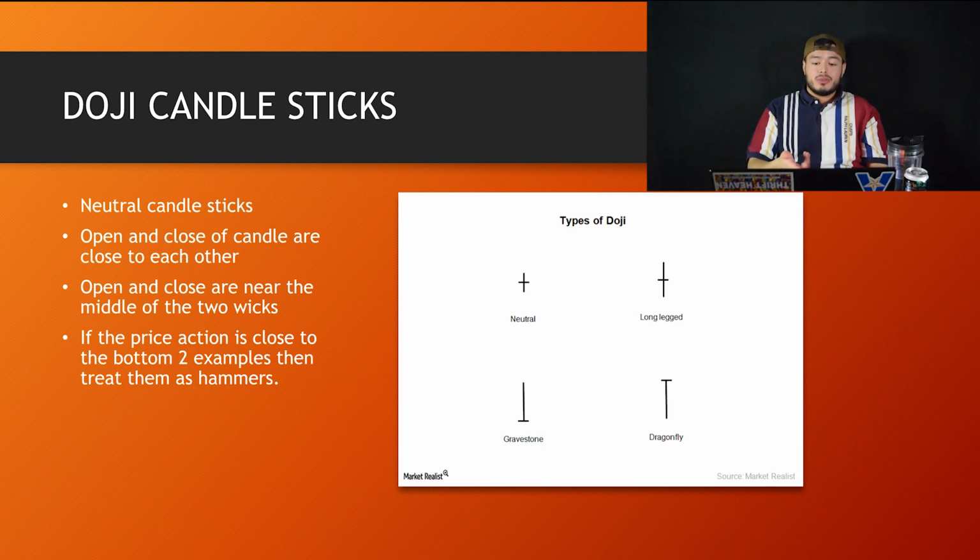And then these gravestone dojis, basically you could treat it as an inverted hammer or a shooting star, depending on the context. And then the dragonfly doji, you could treat it as a hammer or a hanging man, depending on the context. There's a whole bunch of different names, but as long as you can recognize what's going on in the candlestick, that's what's important.